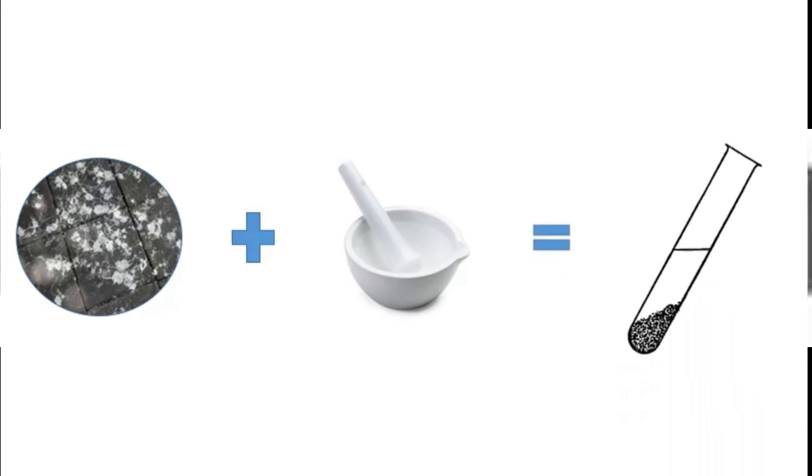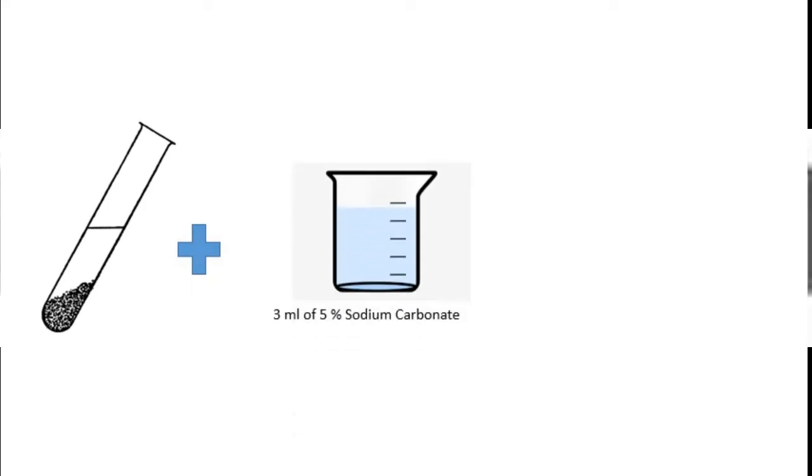Separate the white part of the excreta and grind it into a powder in a mortar and pestle. Add 2 pinches of this powder to a clean test tube. To this test tube, add 3 ml of 5% sodium carbonate solution and boil it on a spirit lamp.